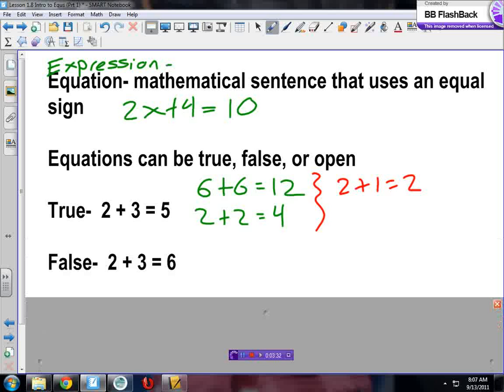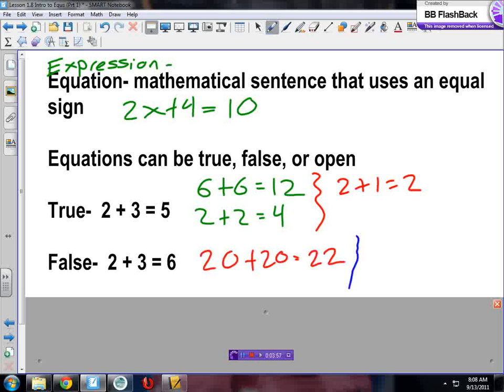So an example of that is 1 plus 2 equals 2, or 2 plus 3 equals 6. All right? Those are false. Elvis, give me another example of a false. 20 plus 20 equals 22. That's a good one. All right? Good.